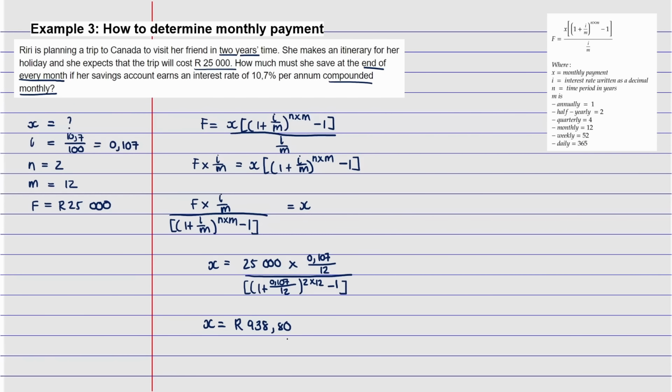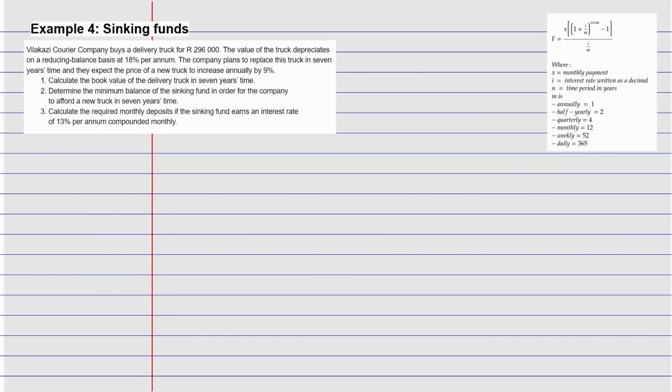8.80. So this is the monthly payments that she needs to make so that she can go on the trip, right? So that's the monthly payments. So now we're going to do example 4, which deals with what?